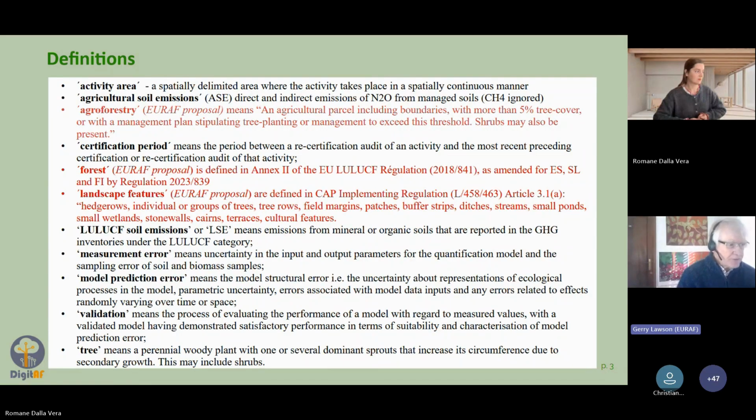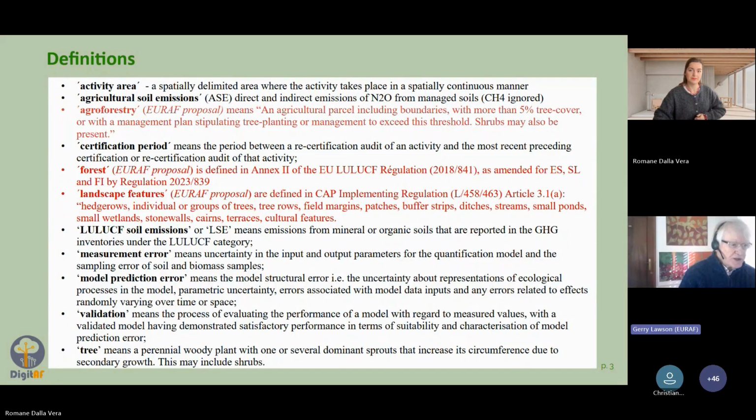First of all, we need a definition of agroforestry which is measurable, and preferably measurable using satellite images. So rather than counting the number of trees, which is very difficult in a hectare, we're proposing it's based on tree crown cover. So at the moment, this is a draft proposal for what agroforestry means in terms of the carbon farming regulation, not in terms of other regulations.